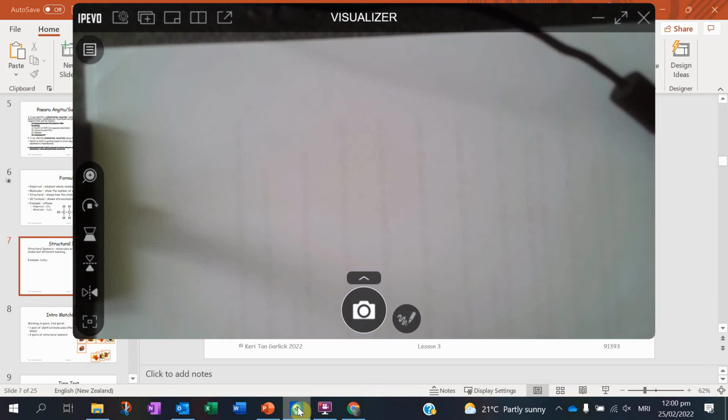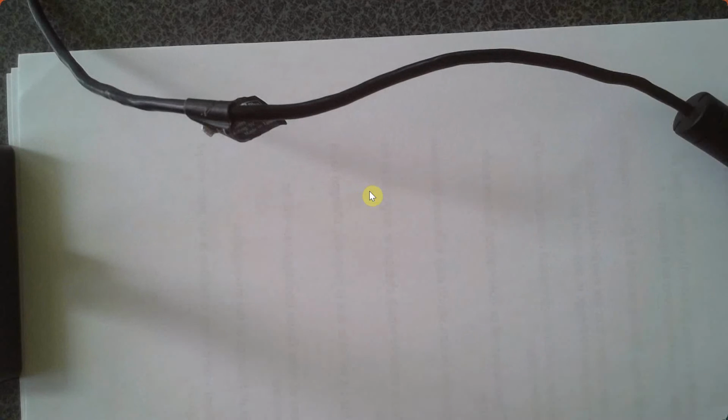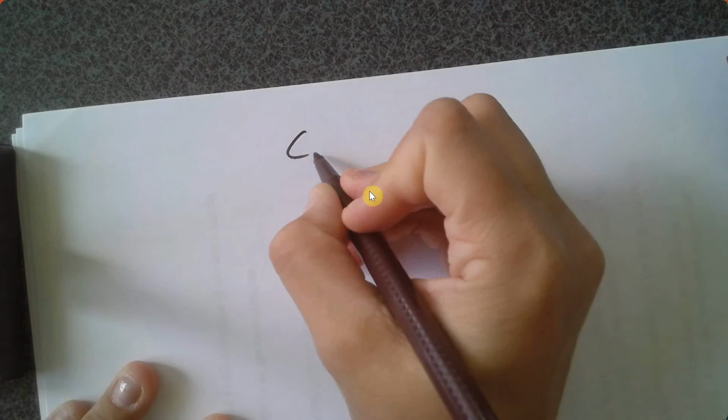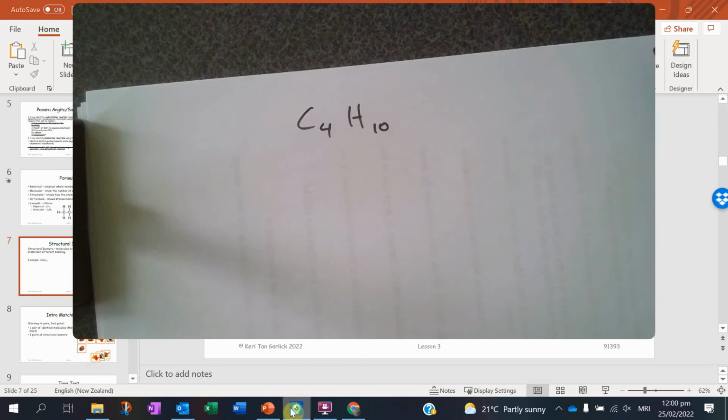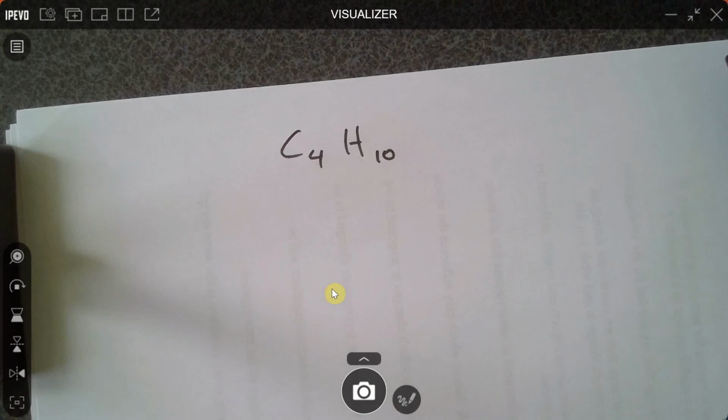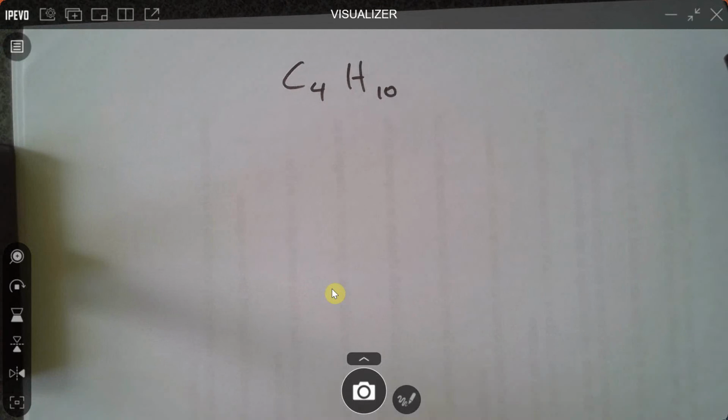So two things I should think about. I saw in that example that they have given me C4H10, I believe. What, on the page? Yes, it is. Okay. I need to figure out all the potential structural isomers that I have from that.